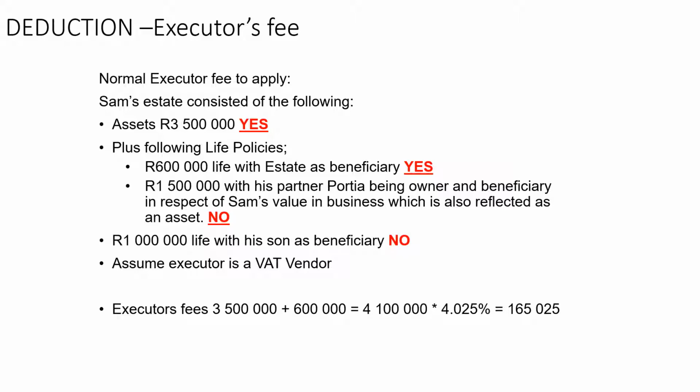If we have a look at this practical example, in Sam's estate, his total asset is subject to executors fees. A life policy with the estate as a beneficiary is also subject to executors fees. If a life policy is payable to a third party, that policy is not subject to executors fees. And also a life policy to the son as a beneficiary, this is a third party, so not subject to executors fees. And then if we tell you the executor is a VAT vendor, the rate will be inclusive of that.